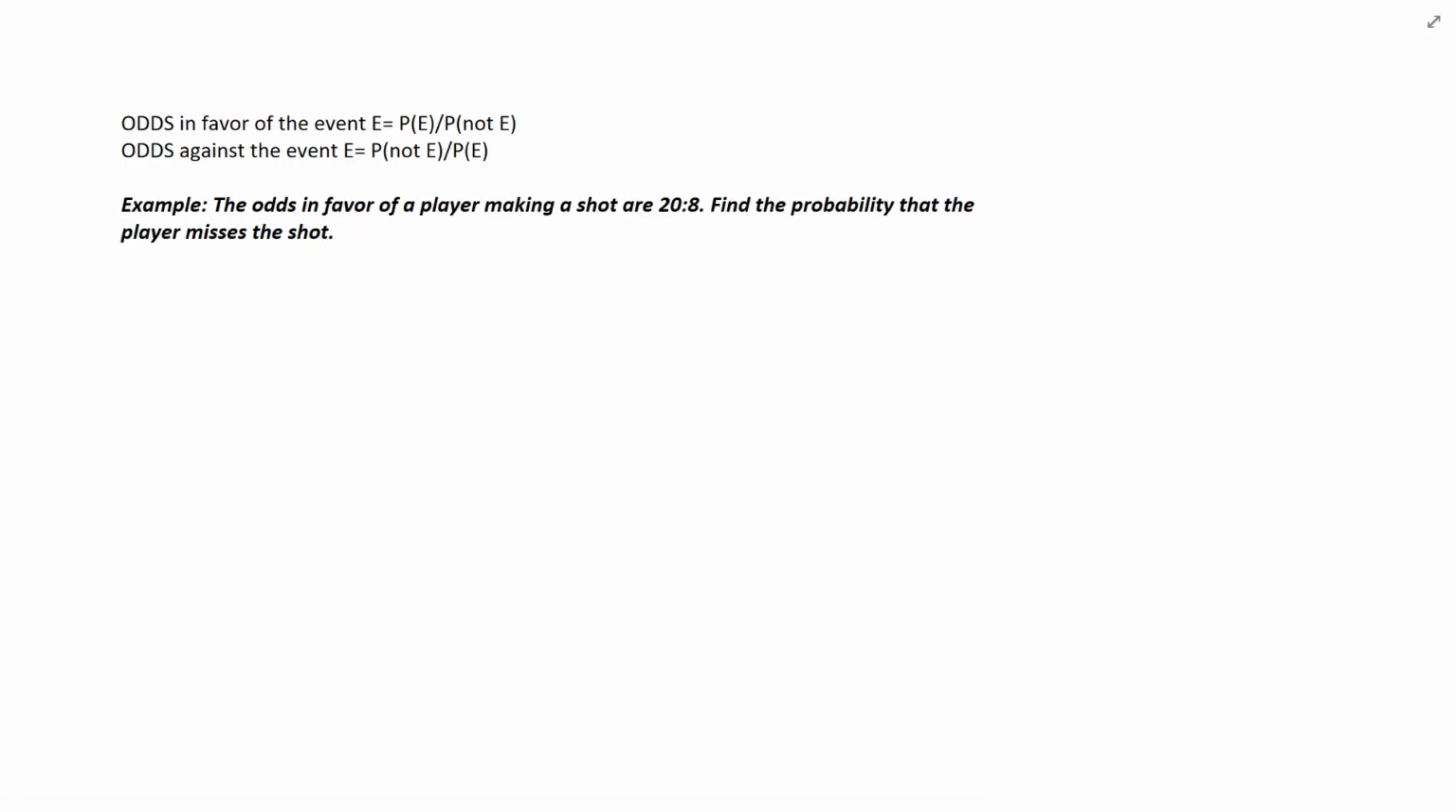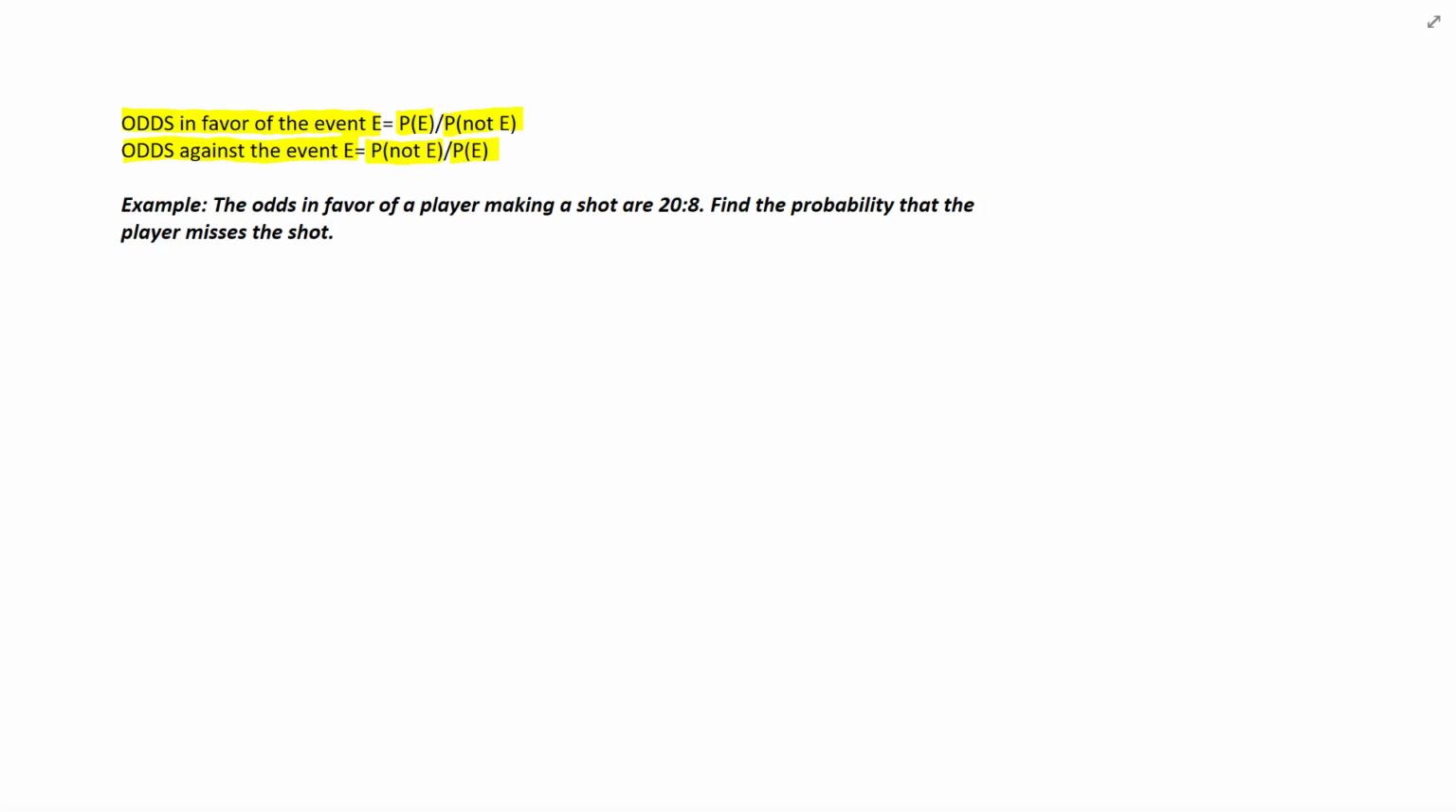And let's take a look also at odds. So odds in favor of an event E is given by the formula: probability that event E occurs over probability of event E doesn't occur, and odds against the event E are probability that event E doesn't occur over probability that event E occurs. So let's take a look at this problem.